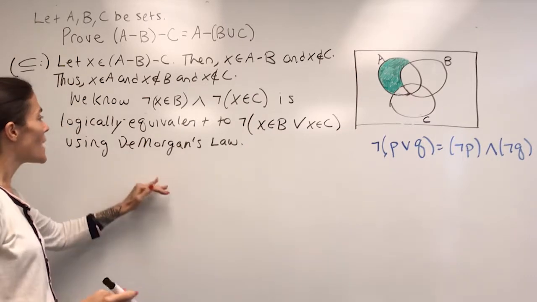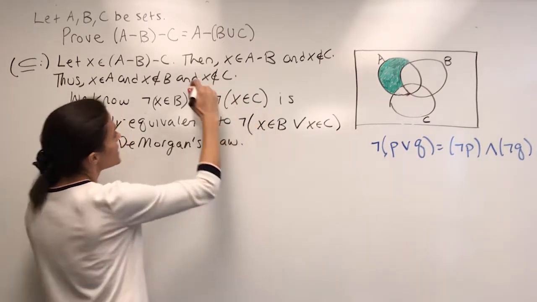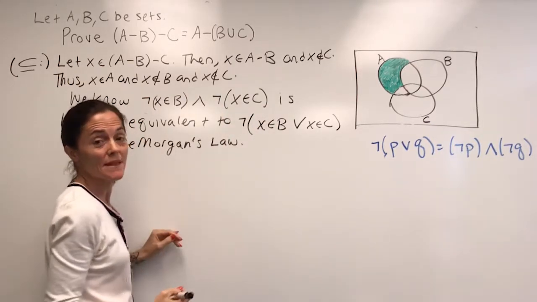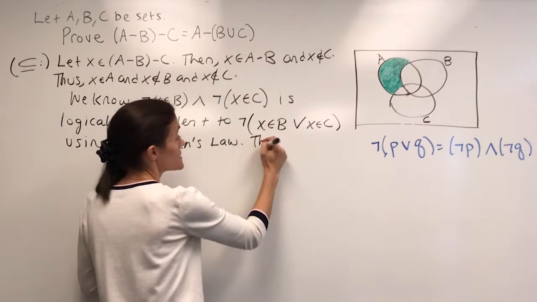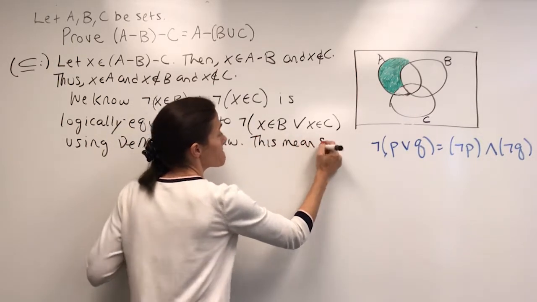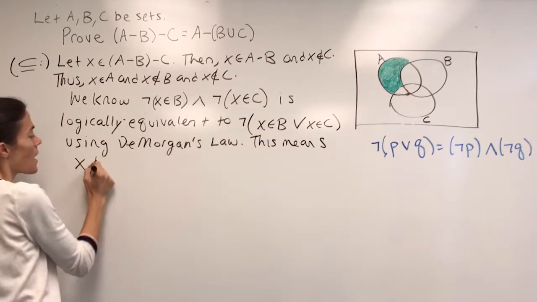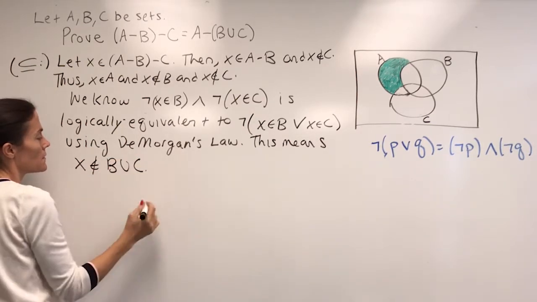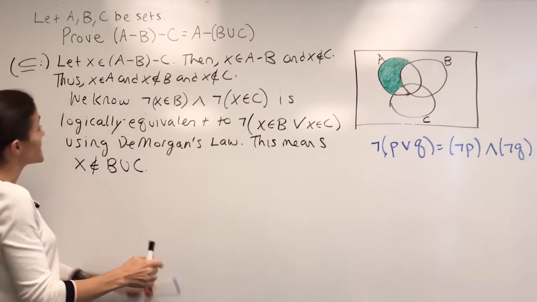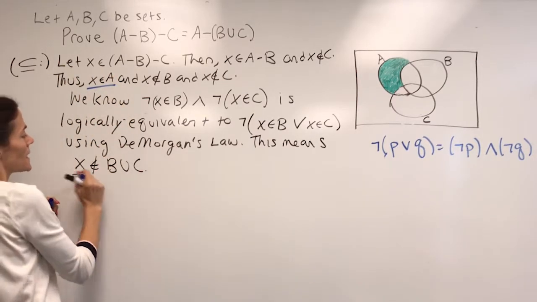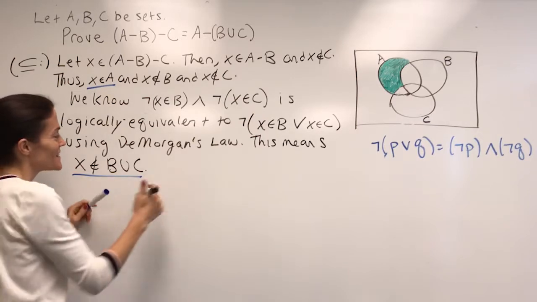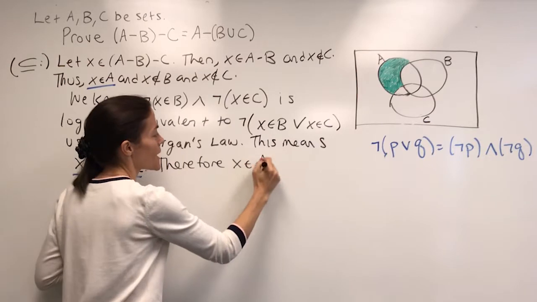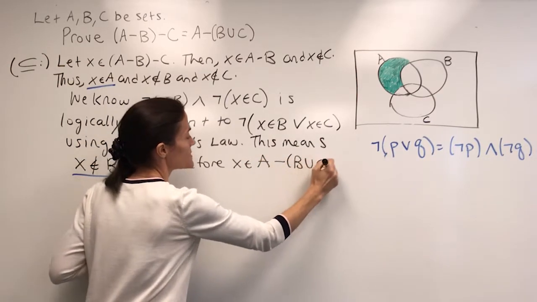Okay, very good. Well, now let's go back from this sort of Boolean algebra statement to what that means about the sets. So this means X is not in B union C. And we have not affected this, so we have X is in A. X is not in B union C. So therefore, X is in A minus B union C.